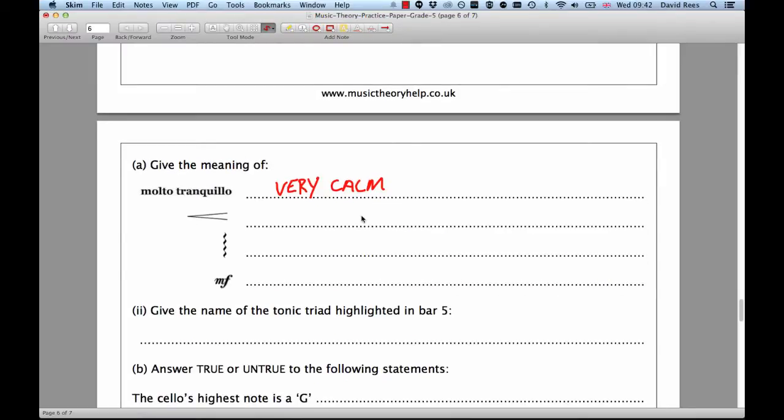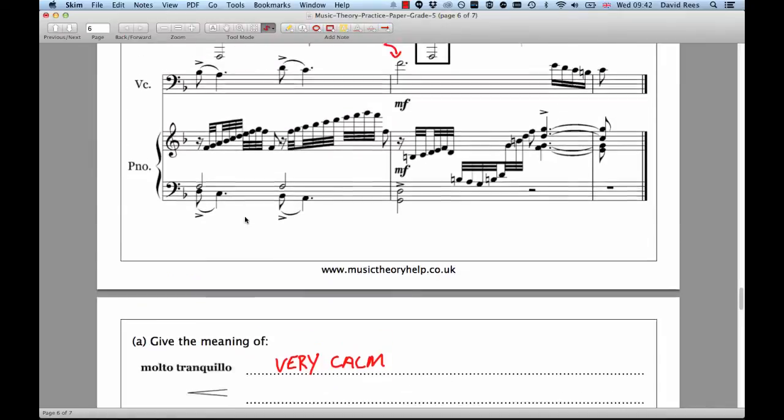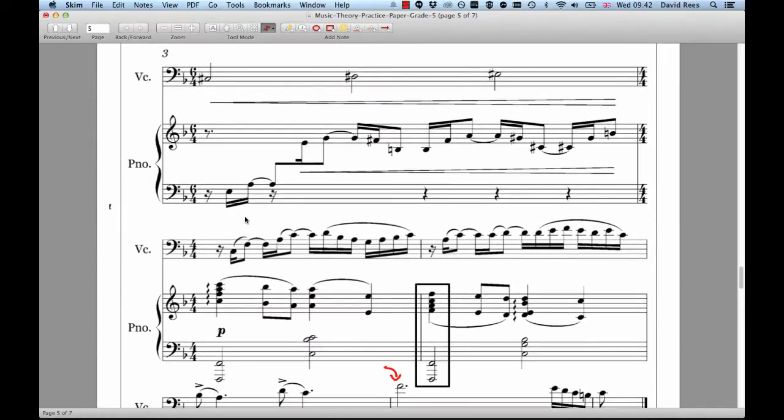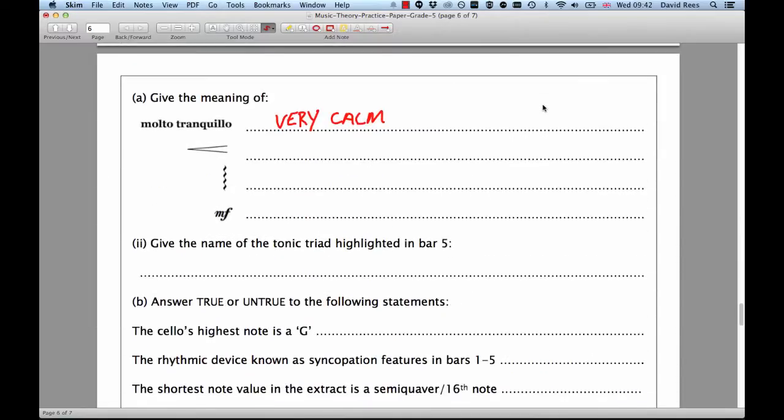Okay, the next bit is saying, what does this kind of triangle type symbol mean? And we can see an example of one here in bar 3. So all the way through this bar we've got this sort of opening pair of lines, and of course these are a crescendo hairpin. So that's telling us throughout this bar both the cello and the piano together should build their dynamic level and should get a bit louder. And so that's all that means. So that just means get louder.